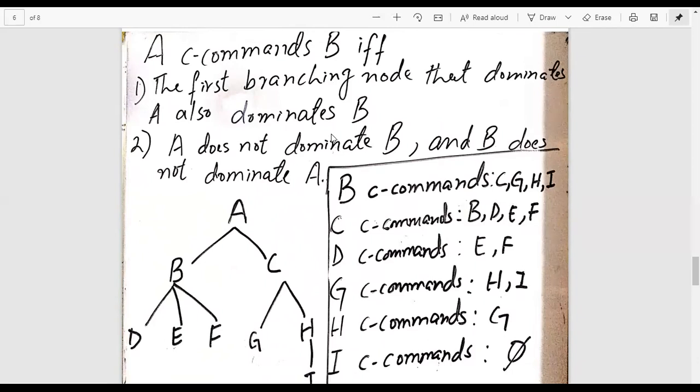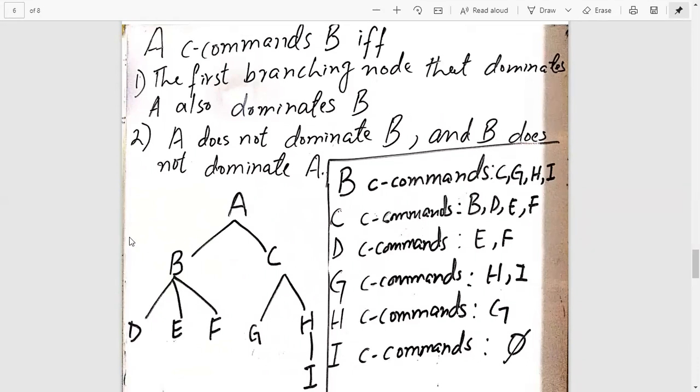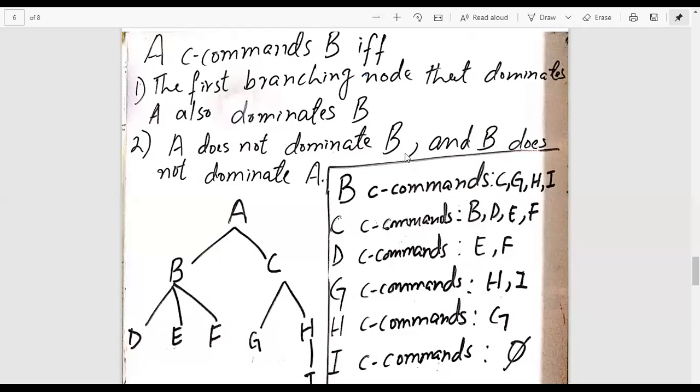So what does this mean? Whenever we say that AC commands B, we mean that we can move one step up, then we can move all the way down. For example, here, if we say that AC commands B, what will happen?